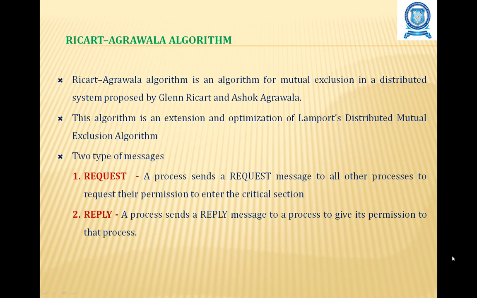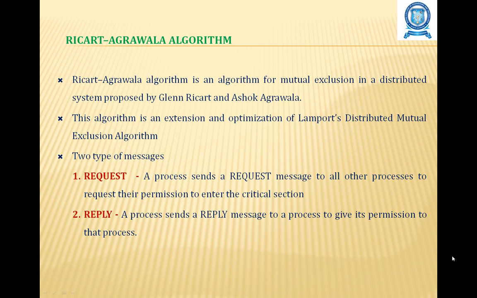In the request message, the process sends the request message to all the other processes to request their permission to enter into the critical section. A process sends the reply message to a process to give its permission to that process. That's the use of the reply message. So processes use Lamport-style logical clocks to assign the timestamp of a critical section request. These timestamps are used to decide the priority of requests.